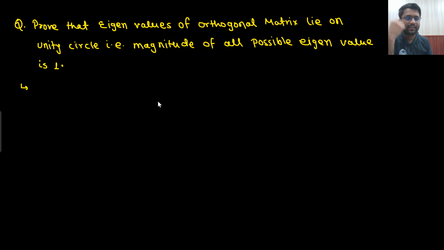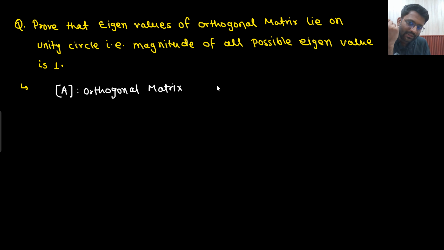Do you remember orthogonal matrix? What do you mean by orthogonal matrix? Let A be an orthogonal matrix. So what does that mean? A into A transpose would be equal to I. Right? So we need to find out the eigenvalue of A into A transpose, or we need to comment something, that the magnitude of all of them will be equal to 1. So how will we do it? Let me take a break and then I will come back. You try doing it on your own.